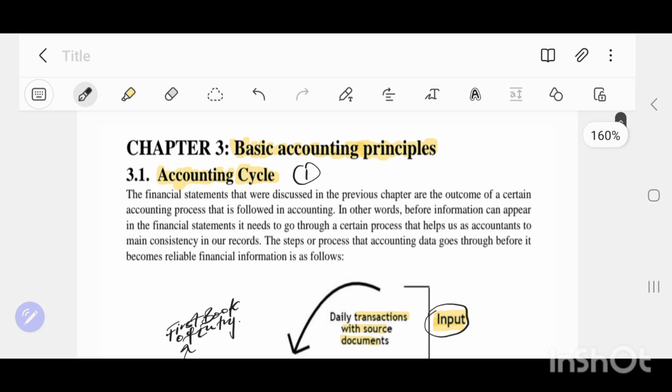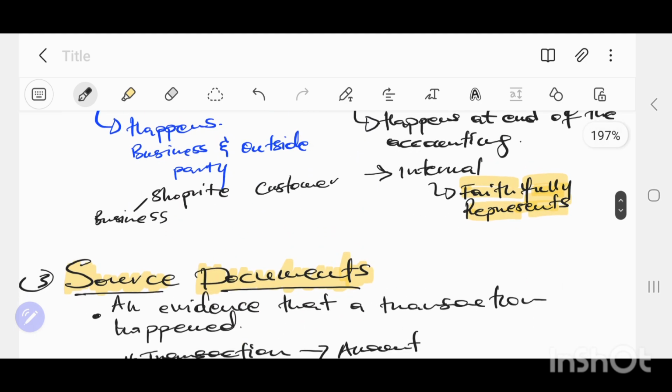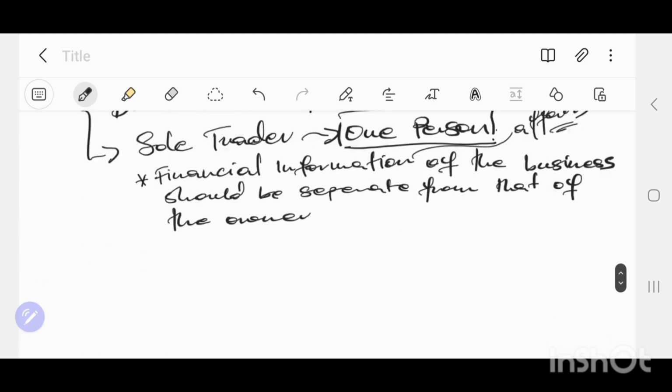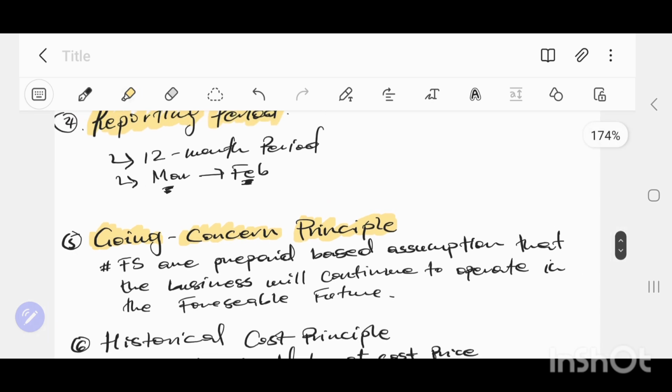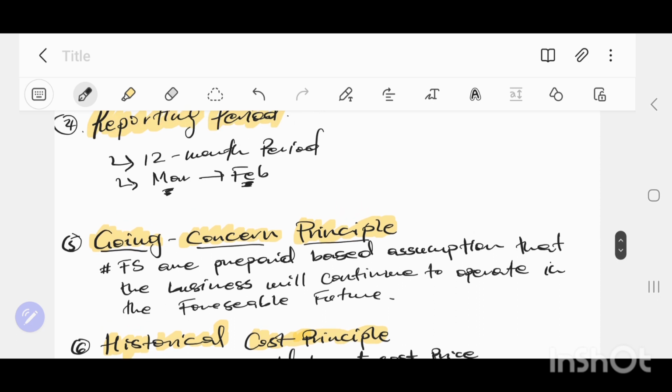So this is where I'm going to stop today. These are just the basic terms, guys, that you need to understand and know their meaning, because these are the principles that we'll be applying going forward. In terms of historical cost, we'll be applying it a lot. Whenever we buy an asset, we'll record the historical cost. And the going concern principle is mostly applicable when we are preparing our financial statements.